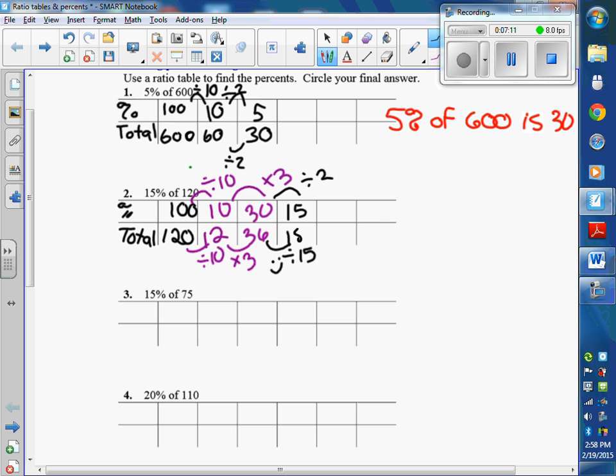$18. So your final answer is 15% of 120. Good job, Jen. Oh, on the bottom. Oh, divide by, you said 2. I wrote the wrong thing. So do you see what he did? He went up to 30.